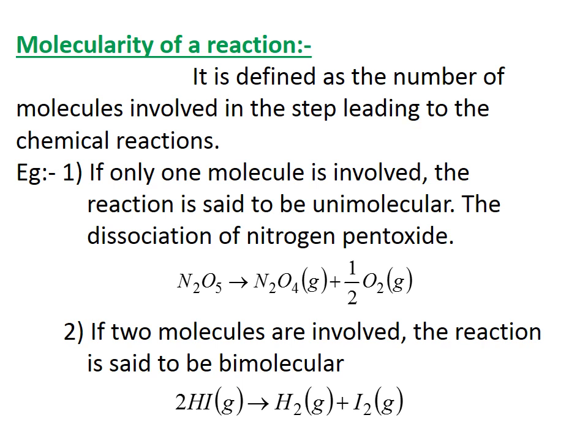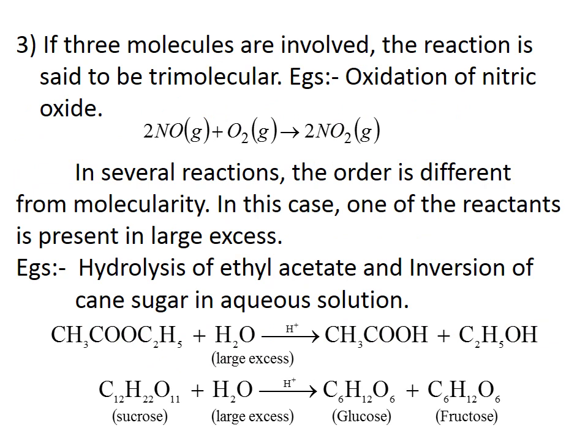If two molecules are involved, the reaction is said to be bimolecular. 2HI gas gives H2 gas plus I2 gas, and it is an example of a bimolecular reaction, and the first one is an example of the unimolecular reaction. If three molecules are involved, the reaction is said to be termolecular. The example is oxidation of nitric oxide: 2NO gas plus O2 gas gives 2NO2.